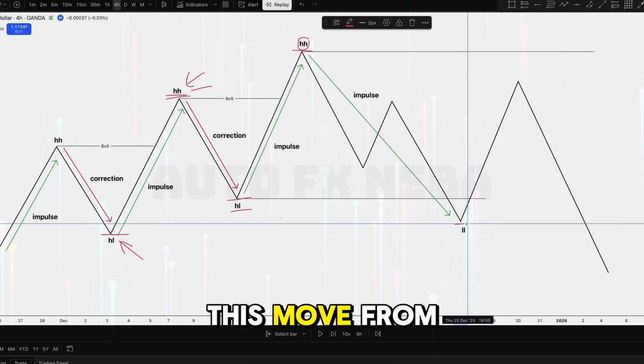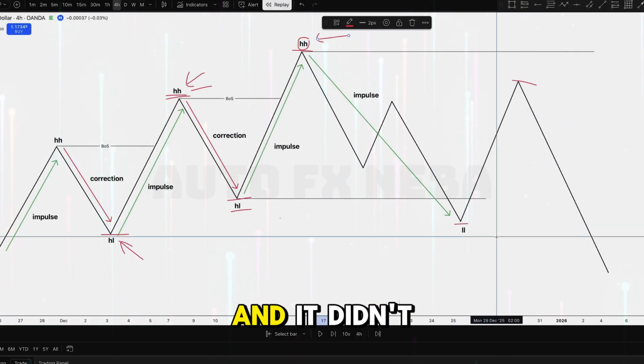That then means this move from here up to here, it didn't break through the high and it didn't break through the low.